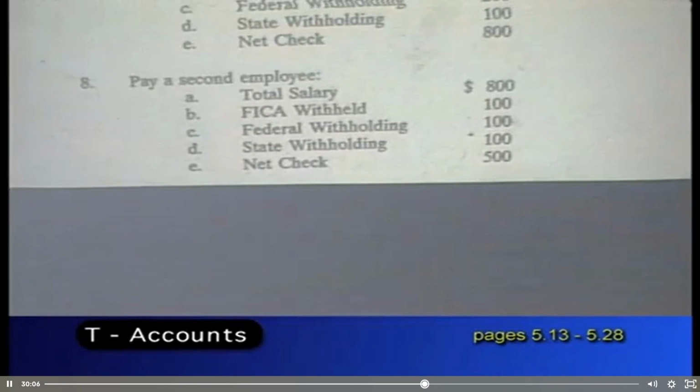Here's a second employee, okay? This second employee's total salary is $800. We withheld $100 in FICA, $100 in federal, and $100 with the state, leaving a net check of $500 that we wrote to the employee and gave to the employee.